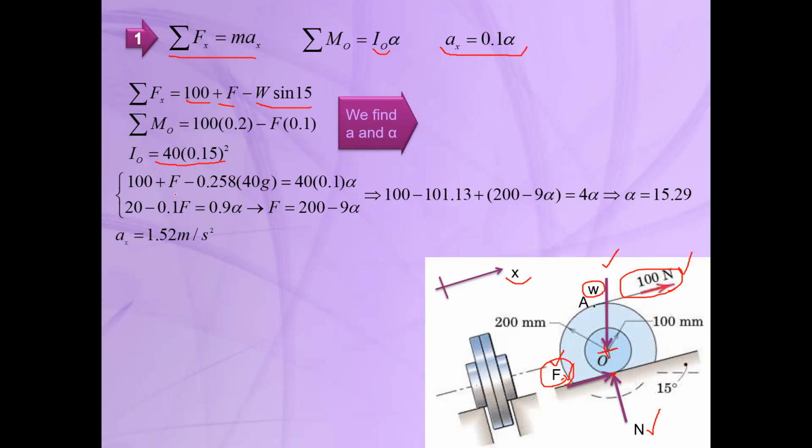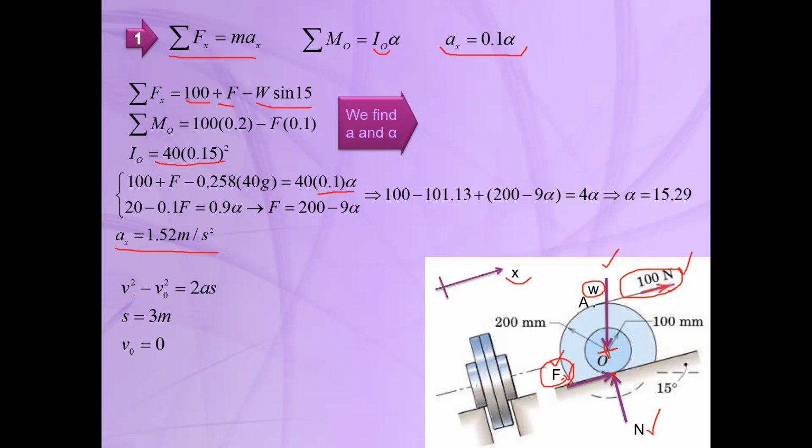So we can substitute here in the first equation. Instead of ax, we have 0.1 times by alpha. And if you solve these two equations, you can easily obtain that alpha is equal to 1.52, which is the linear acceleration of the mass center. Now, when you calculate the acceleration in this motion, you need to obtain the velocity after 3 meters going upward.